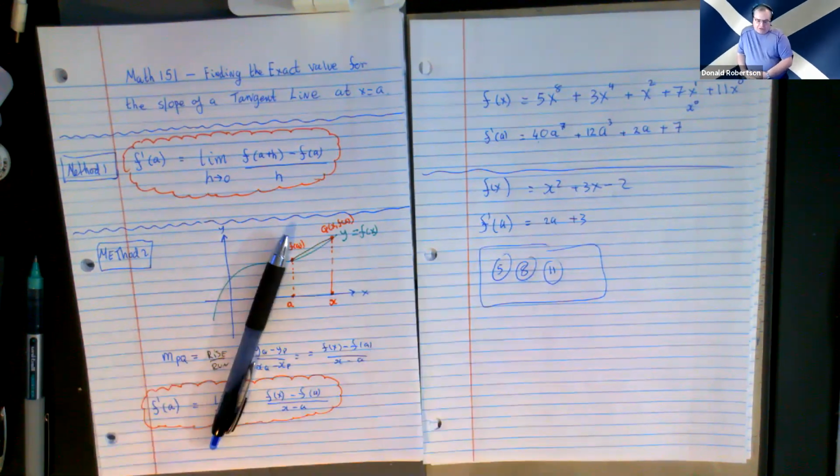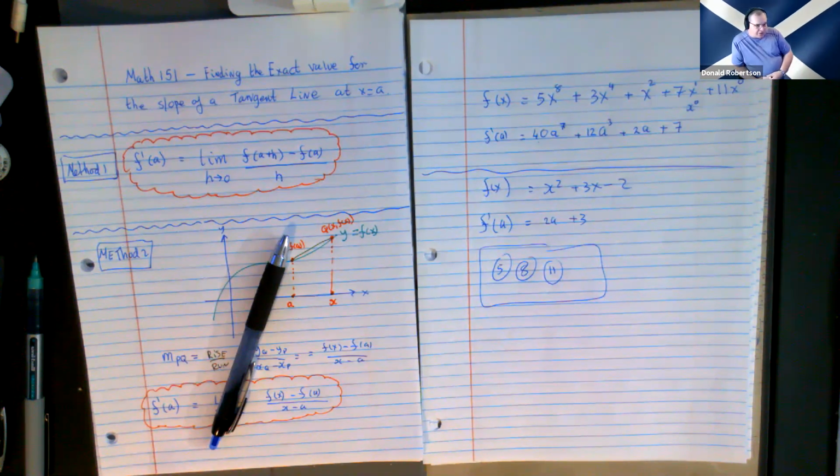Now, you don't need to use it for 5, 8, and 11. If you want more practice, h tends to 0 or x tends to a, you can certainly do that, and it will definitely give you the right answer. But for 5, 8, and 11, you can use the shortcut.